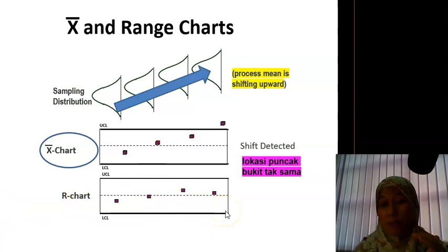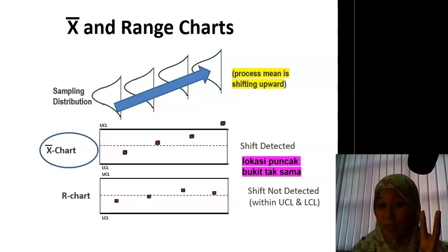Okay, sebab dia mostly look at the shape. Okay, X bar dia melihat kepada lokasi puncak bukit tersebut. Okay, so tak detect dalam R chart. Sebab tu kena baca together. Okay, saiz bukit dia sama.